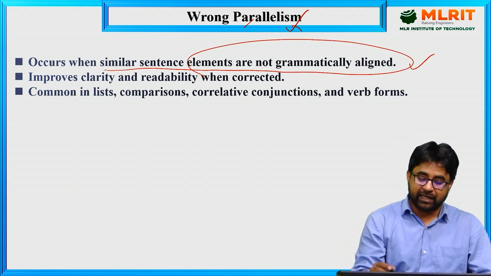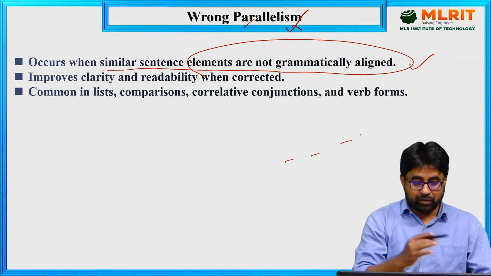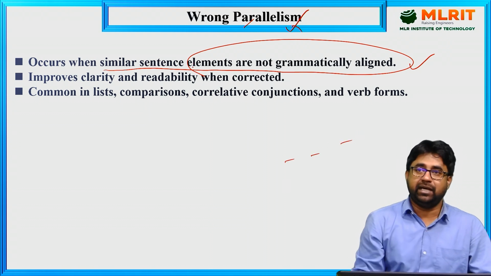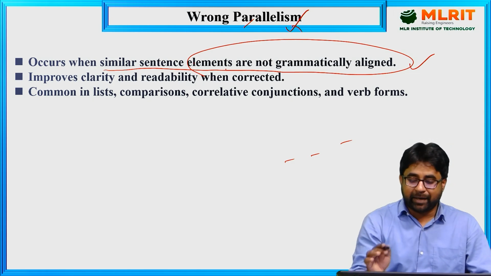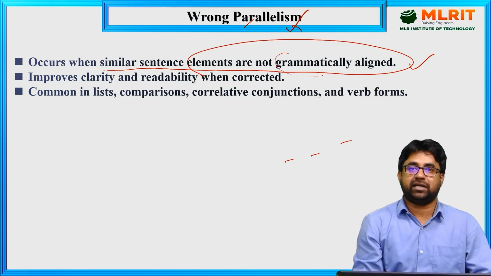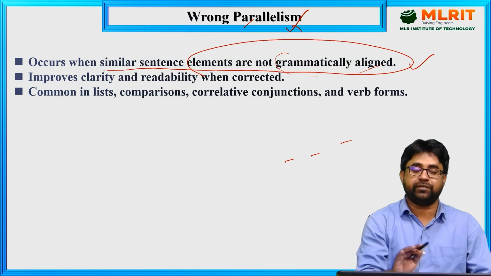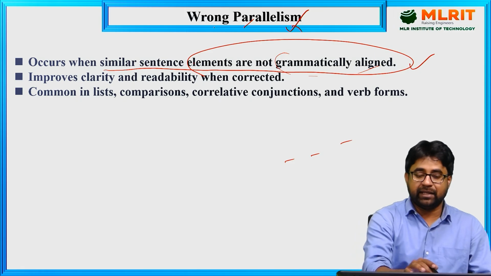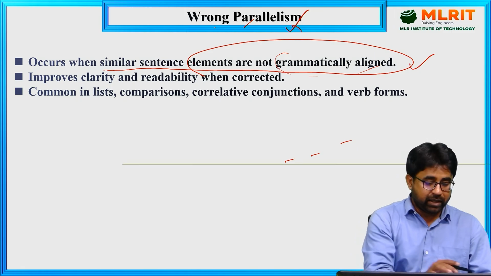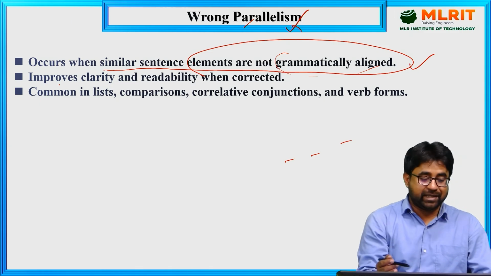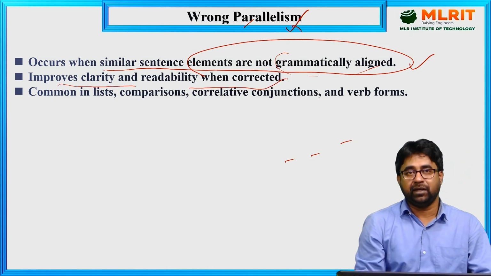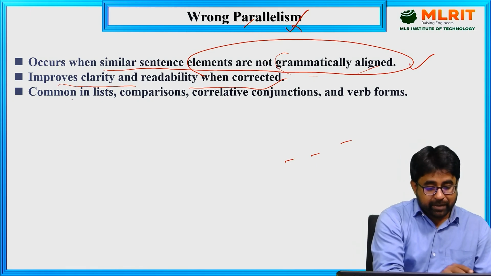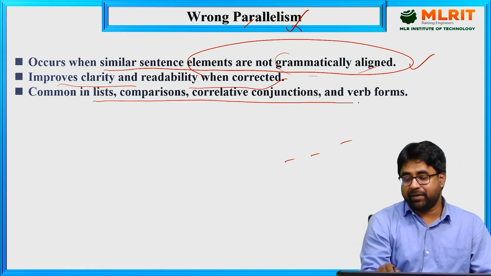Let's say in a sentence there might be different elements, right? Now, if those elements are not maintaining a similar kind of grammatical structure, they are not grammatically aligned in terms of structure, then this mistake occurs. Okay. If you rectify this mistake, if you take care of it, it will improve clarity and readability. And it is common in lists, comparison, correlative conjunction, and verb forms.